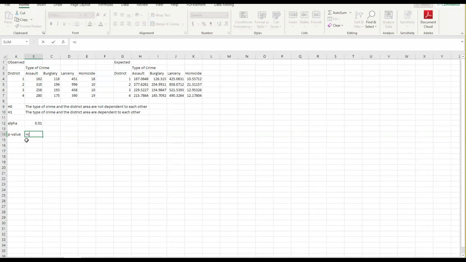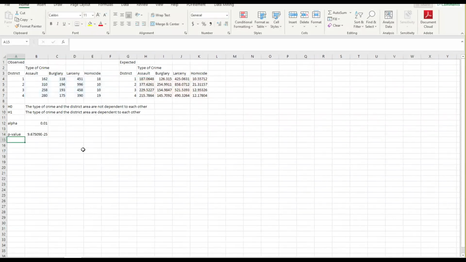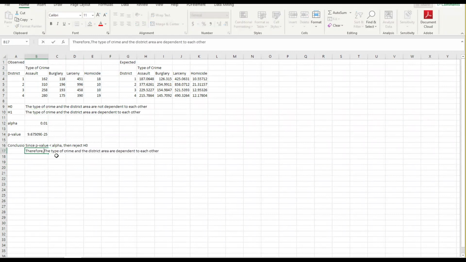Hindi na ako dadaan sa, no? I can do chi-squared dot test, para yung mabilis na method lang gagamitin ko, no? Actual, expected, and I get a very low p-value, no? That's almost close to 0. That's times 10 to the negative 25. Then, therefore, conclusion is since p-value is less than alpha, then we reject H naught, and therefore we can say the type of crime and the district area are dependent to each other.